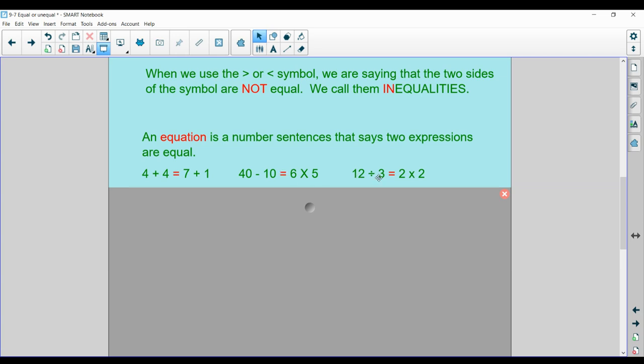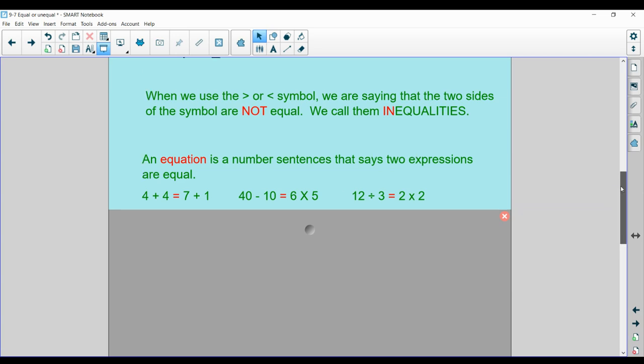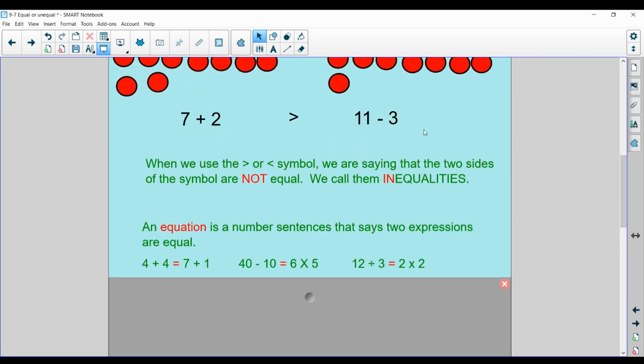12 minus 3 is 4. 2 times 2 is 4. They're equal. These are equations. What we have above, the example with Claire and Regina, this is an inequality. That means they are not equal.